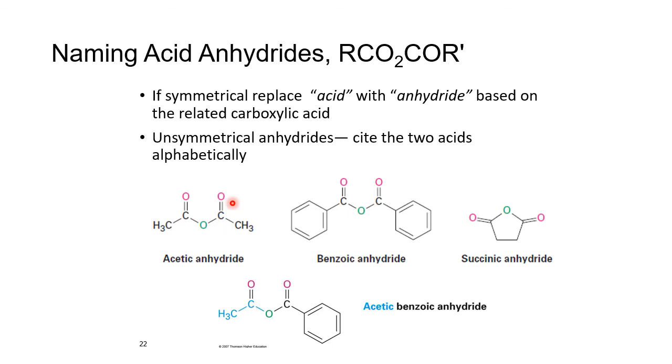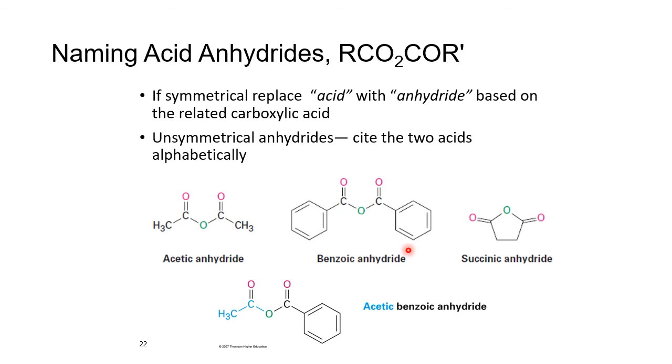And as you can see هنا، this acid itself is acetic acid, and this is also another acetic acid، مرتبطين مع بعض. So if both halves are the same, then we just add the word anhydride. فهذا أصلا كان اسمه acetic acid، two acetic acids، شلنا الأسيد وبدلناهم بـ anhydride. طيب هون two benzoic acids مرتبطين مع بعض. This is one benzoic acid, and you can think of it as the second benzoic acid.